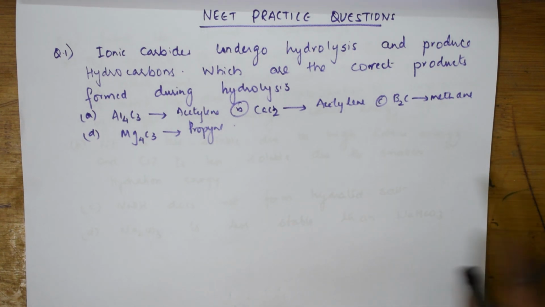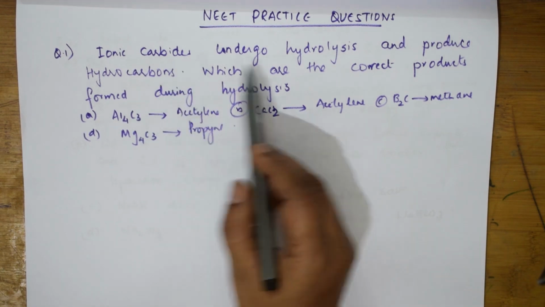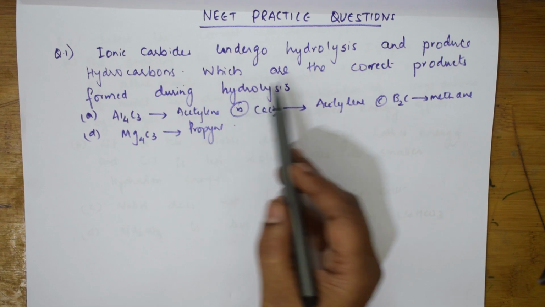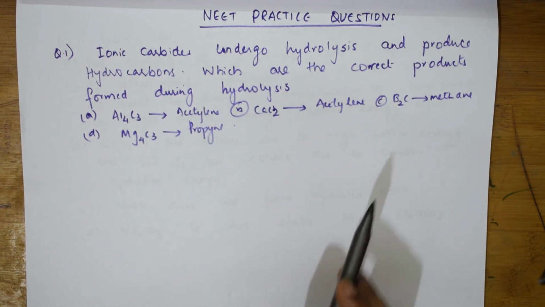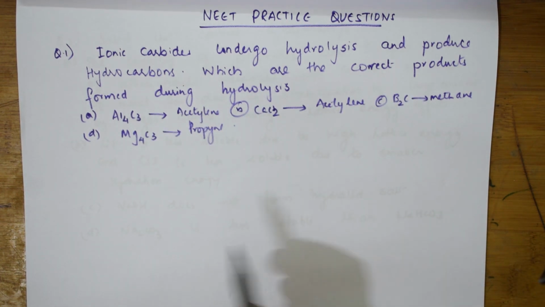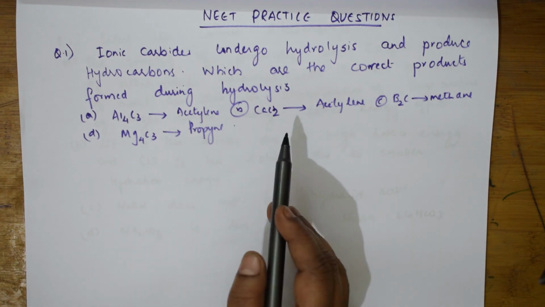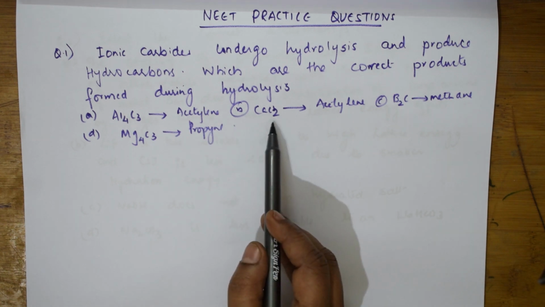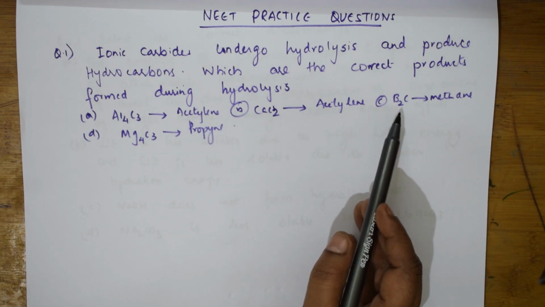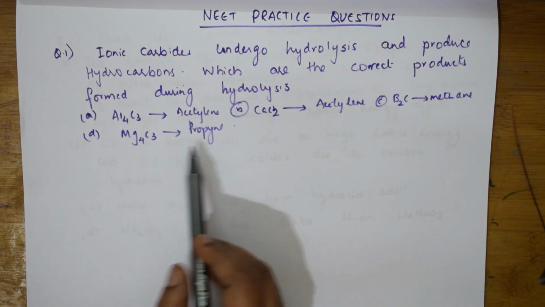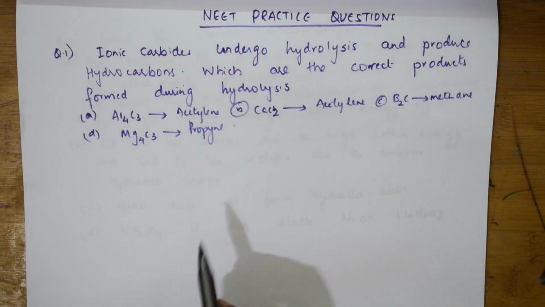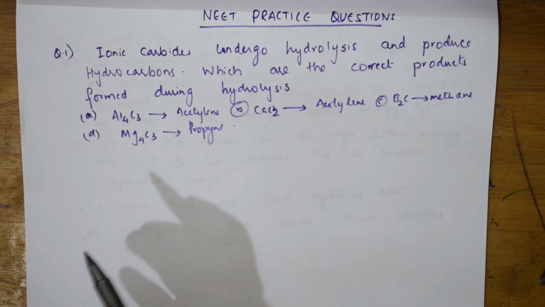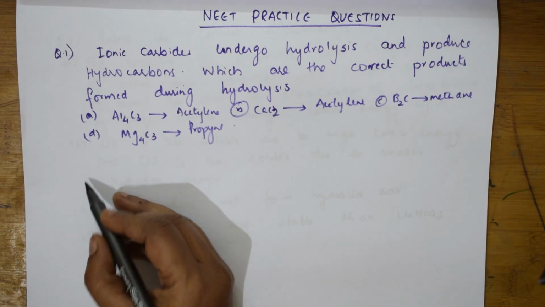In this particular question, they've given: ionic carbides undergo hydrolysis and produce hydrocarbons. Which are the correct products formed during hydrolysis? Here they've given aluminum carbide gives acetylene, calcium carbide gives acetylene, beryllium carbide gives methane, magnesium carbide gives propane. So you need to know the reactions first. That is the reason I've done the whole syllabus first, so that the reactions are clear for you all. Now let us solve this.